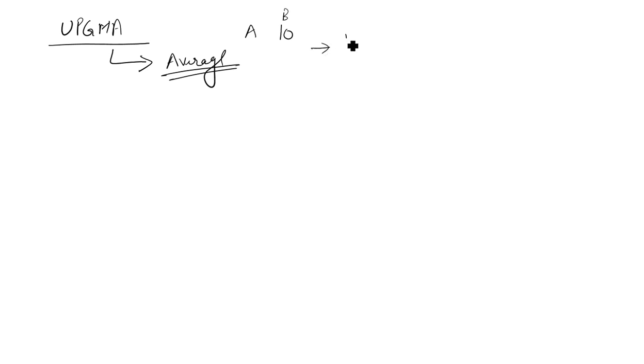So first I'm going to talk about UPGMA. As you know, in the UPGMA method, we were just taking the average. Suppose the actual distance between two nodes, A and B, is 10. So what we were doing, we were just taking the average. So 10 divided by 2 is 5. So we were giving A and B 5 and 5. This process we were doing in the UPGMA method.